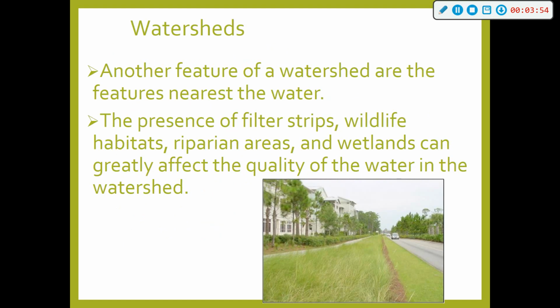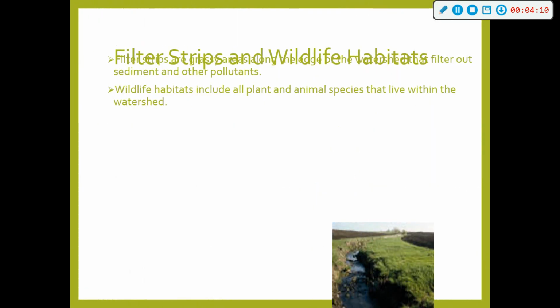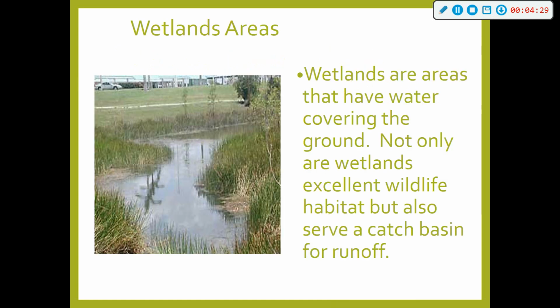So another feature of a watershed are the features nearest the water. The presence of filter strips, wildlife habitats, riparian areas, and wetlands can greatly affect the quality of the water in the watershed. So filter strips and wildlife habitats. Filter strips are grassy areas along the edge of the watershed that filter out sediments and other pollutants. Wildlife habitats include all plant and animal species that live within the watershed.